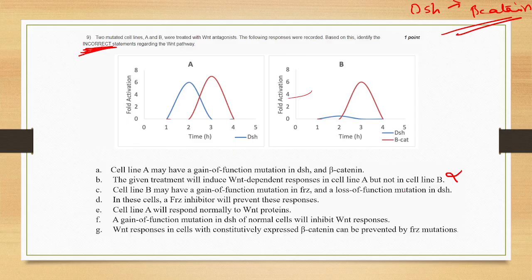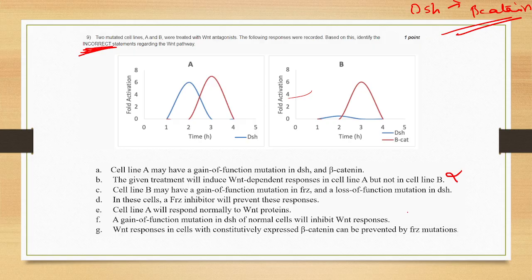But yes, a loss of function mutation in disheveled, we can see, because disheveled is very much down regulated. You can see, okay, it looks fine to me. In these cells, frizzled inhibitor will prevent these responses. Yes, it looks fine to me. Cell line A will respond normally to Wnt proteins. Yes. A gain of function mutation in disheveled in normal cells will inhibit Wnt responses. No, because disheveled helps in the activation of beta catenin.